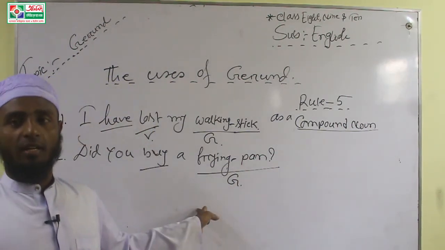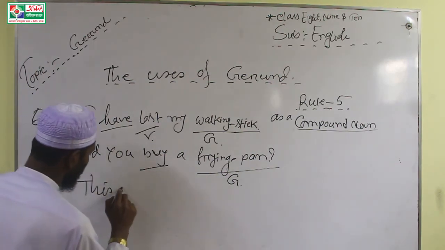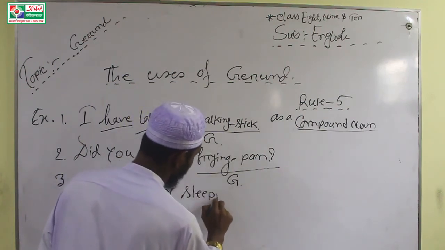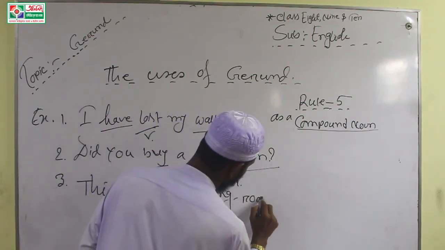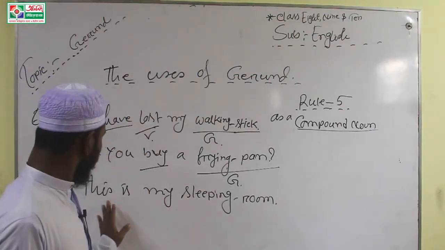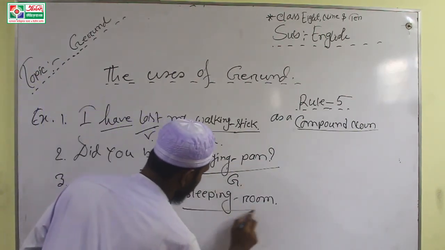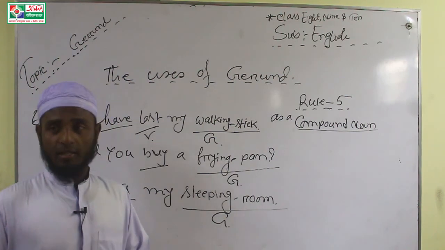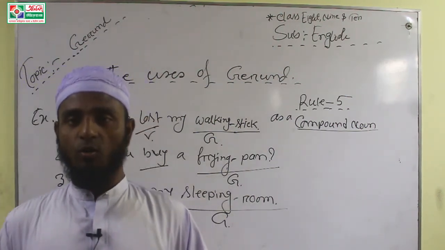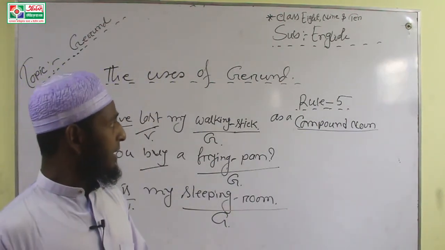That means gerund. Number three, this is my sleeping room. This is the last example today. This is the verb and this is the compound noun, I mean gerund. Dear learners, I have discussed five rules: rule one, rule two, rule three, rule four, and the last and final rule is rule number five.